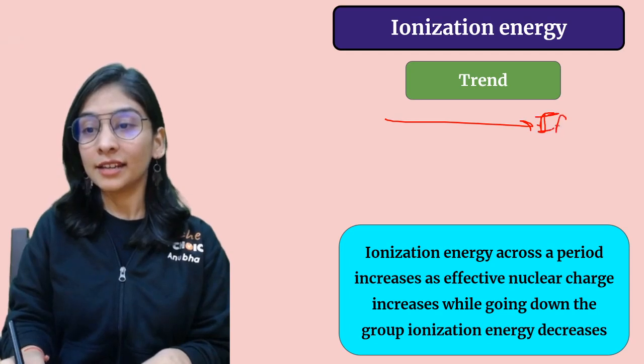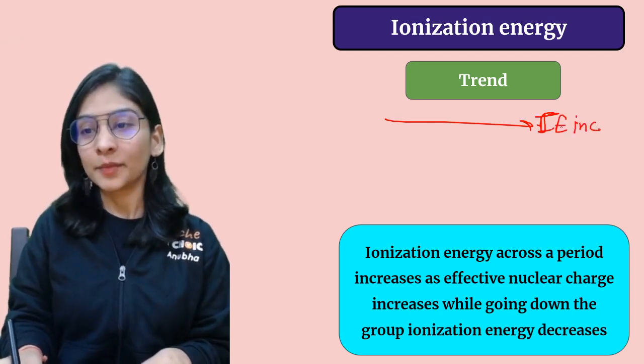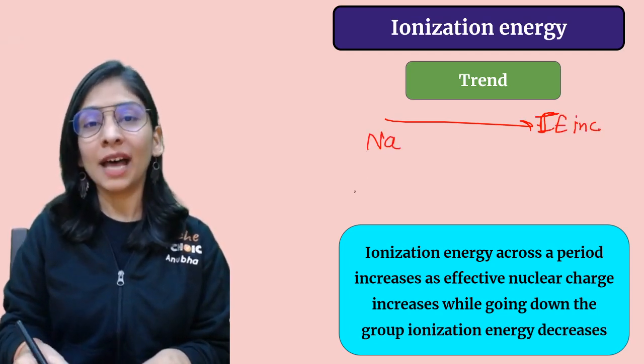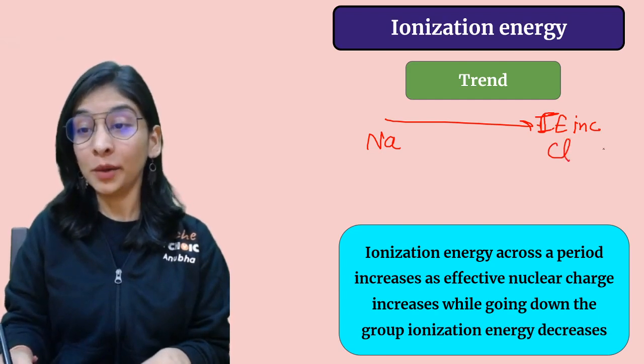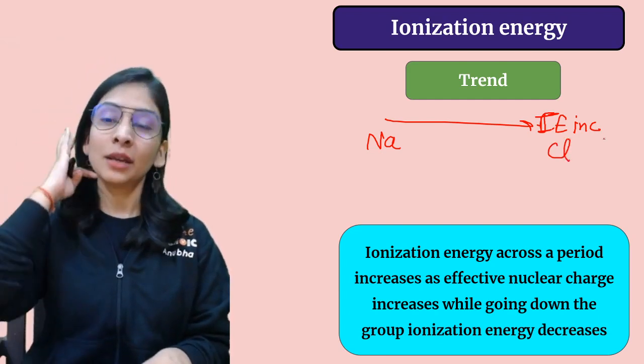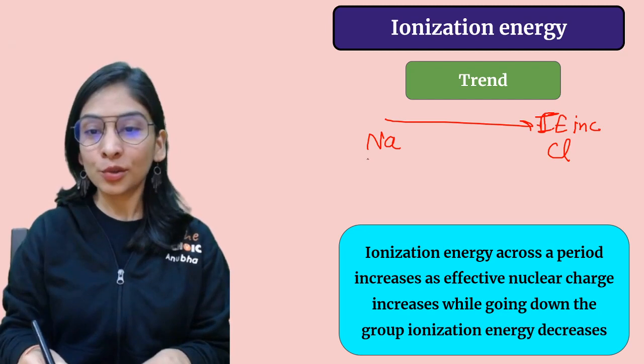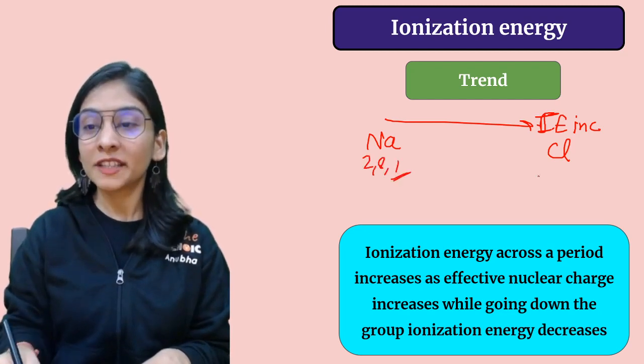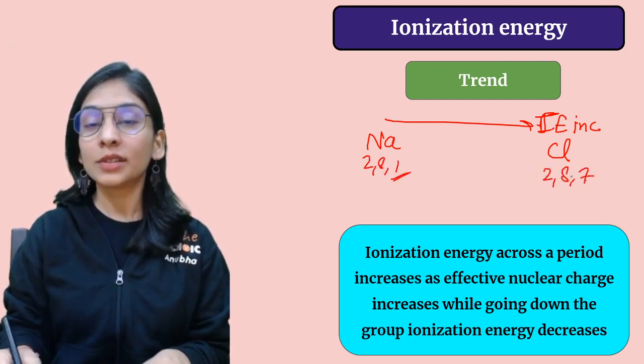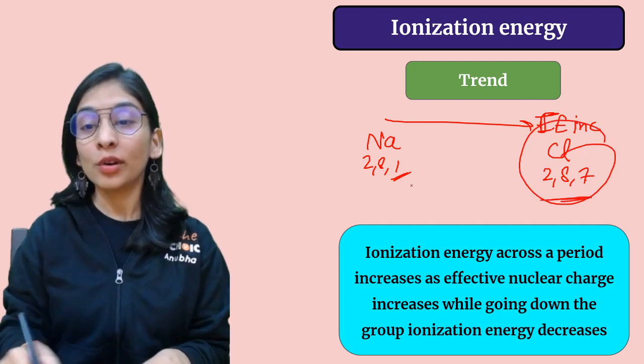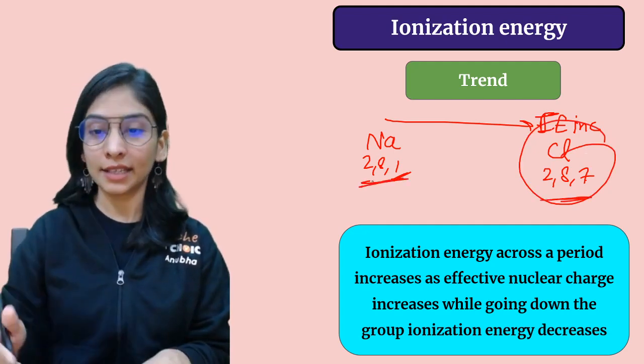So here, ionization energy is increasing. Suppose I'm talking about sodium here and chlorine, why not argon, a noble gas? We'll not do that. So for sodium, to lose an electron is very easy. For chlorine to lose an electron, it's very difficult. More ionization energy, less ionization energy.